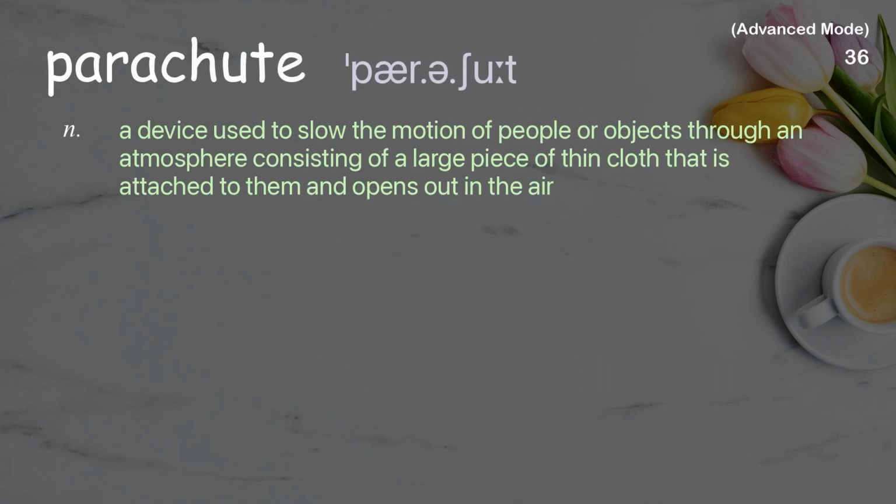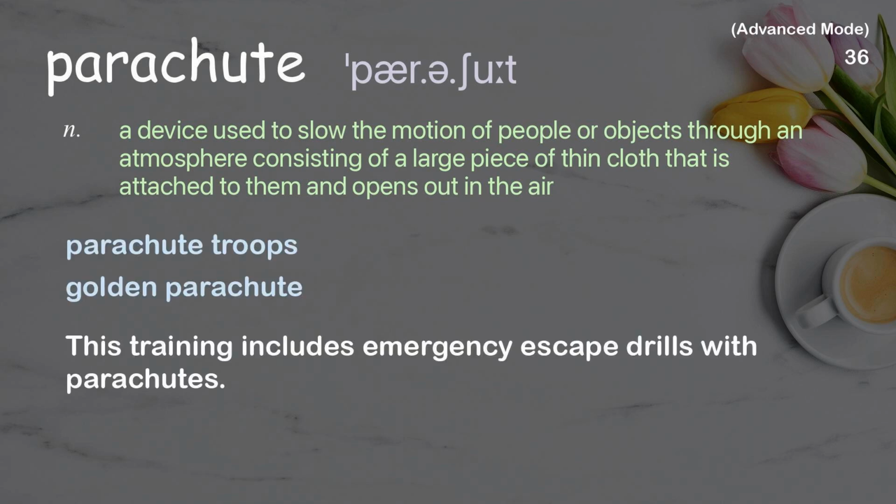Parachute. A device used to slow the motion of people or objects through an atmosphere consisting of a large piece of thin cloth that is attached to them and opens out in the air. Examples: Parachute troops, golden parachute. This training includes emergency escape drills with parachutes.